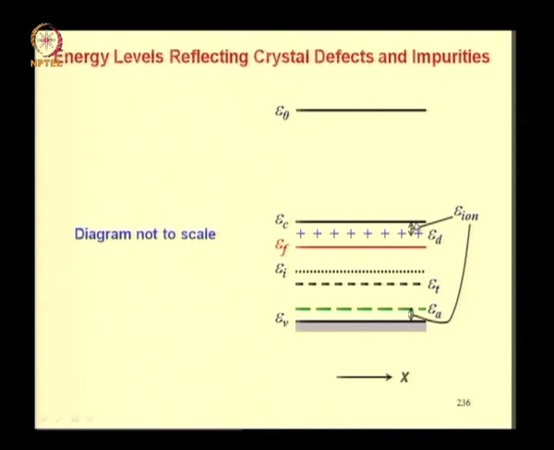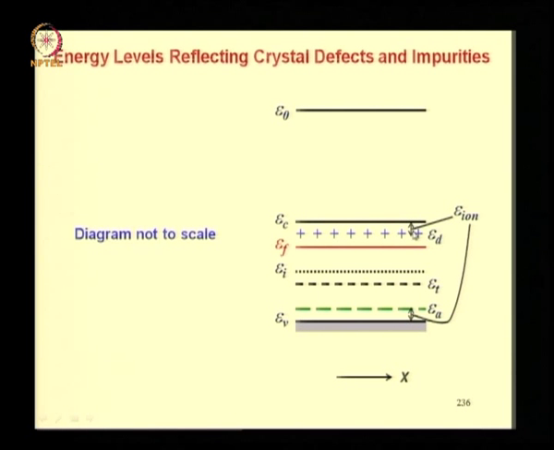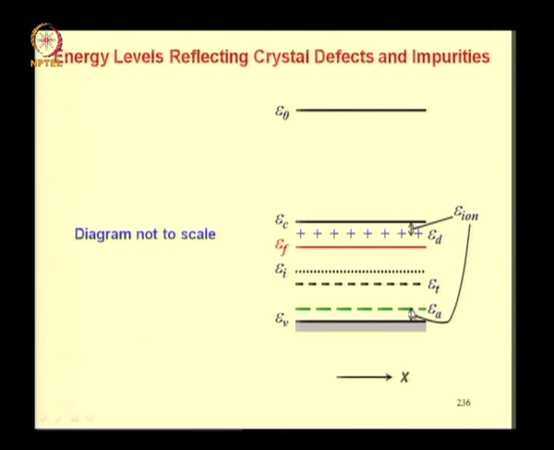The distance between the conduction band edge and the donor level is referred to as the ionization energy of the donor, and the distance between the valence band edge and the acceptor level is referred to as the ionization energy of the acceptor. For example, if you take this trap level, if it is acceptor type as it is shown here with negative signs, then its ionization energy would be the difference between ET and EV. If the same trap level was donor type, the ionization energy would be EC minus ET.